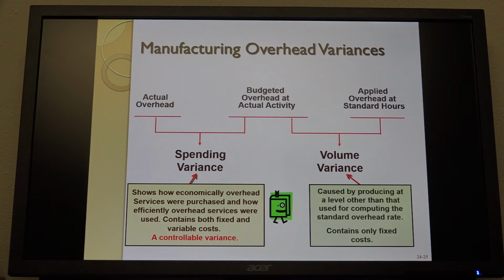This, as it points out, is a controllable variance. Now, on the other side of the equation, you're going to have applied overhead at standard hours, and you're going to compare that with budgeted overhead at actual activity, and that's going to be your volume variance. The volume variance is caused by producing at a level other than that used for computing the standard overhead rate. Note that it contains only fixed costs.